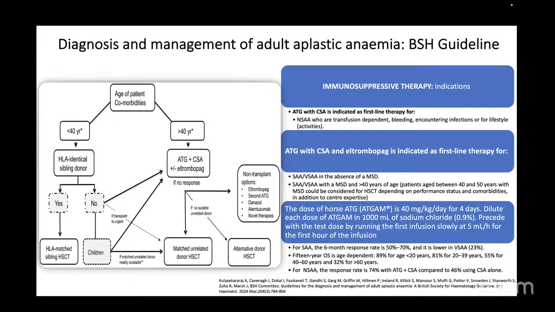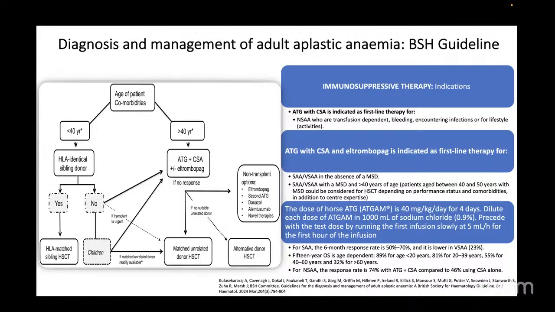So, diagnosis and management of adult aplastic anemia, the British Society of Haematology guidelines. Basically, immunosuppressive therapy is indicated for all of those who are transfusion dependent and whose quality of life is affected because of the disease, and who do not have the age group or the fitness or the funds or the donor to go ahead with a bone marrow transplant. So ATG with CSA and Eltrombopag is indicated in all of these settings.